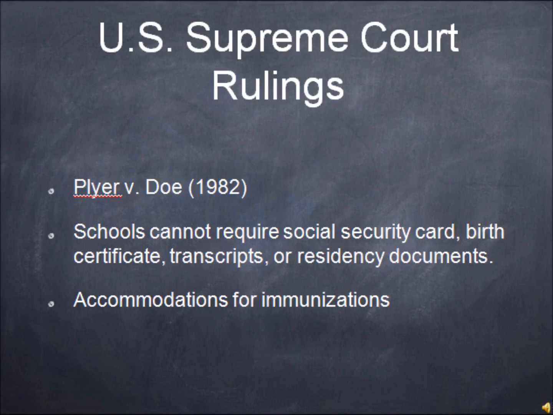There should also be accommodations for immunizations. The lack of a Social Security card, birth certificate, school records, and immunizations cannot keep a migrant child from registering for school. Every attempt should be made to support the parent in completing the requirements, but they cannot keep the student from registering or beginning classes.